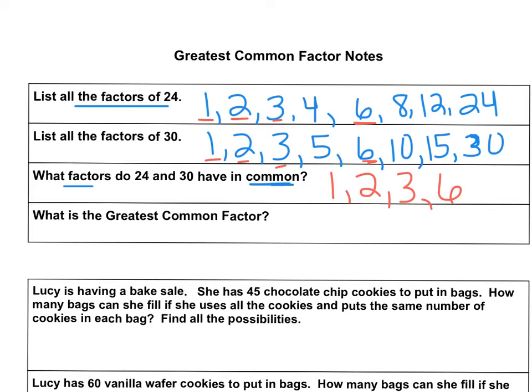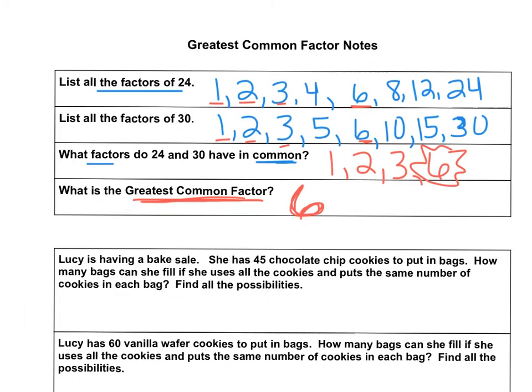So what is the greatest common factor? It's just what it sounds like. What is the greatest factor that both 24 and 30 have in common? That would be 6, the biggest number out of that list of common factors. So we're just listing the factors for each number and then comparing that list to see what they have in common and looking for the greatest of those common factors.